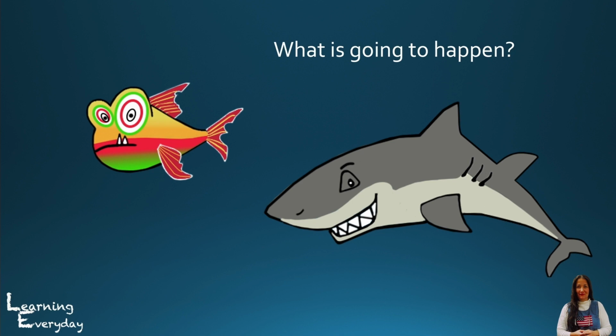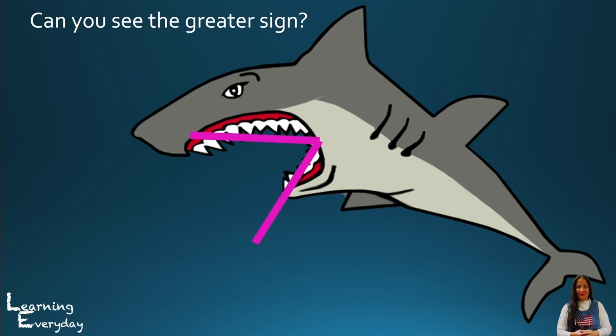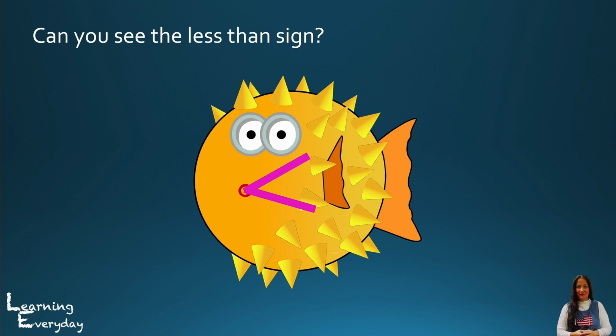What is going to happen? The shark is greater than the little fish. Greater than. Can you see the greater sign? Can you see the less than sign?